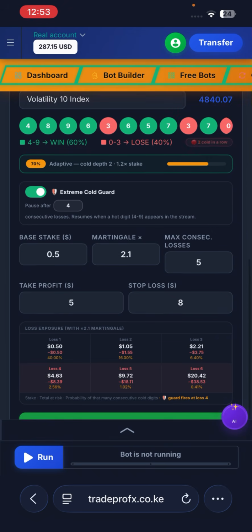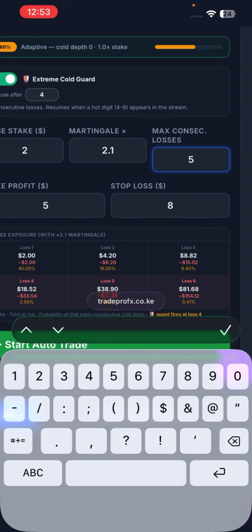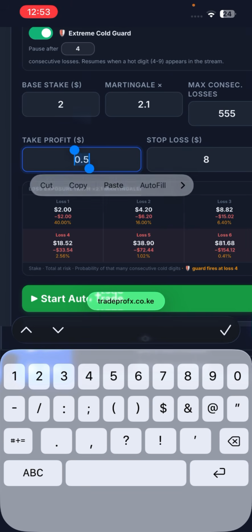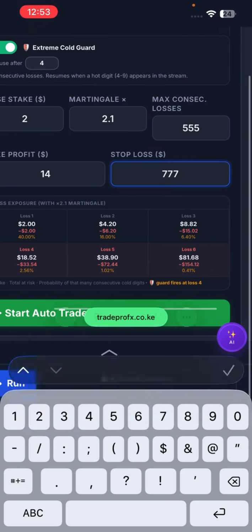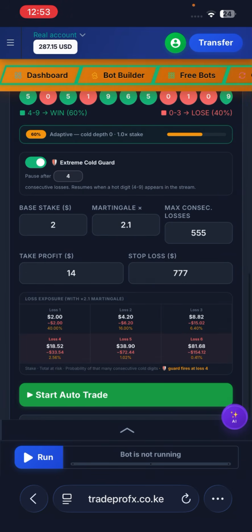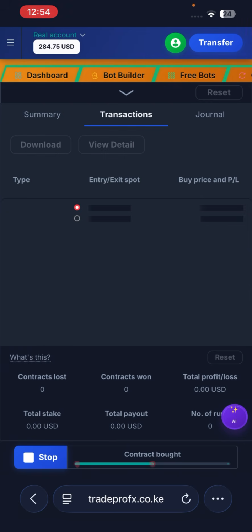From here you can use any amount of stake you want. I'll be using 2 USD and then leave everything at maximum loss. Take profit, I'll go for something like 15, another 15. Let's reach the account to 500. That is around 13.15, so that is the take profit, around 13 USD. Then we start. So this one is the AI Adaptive.